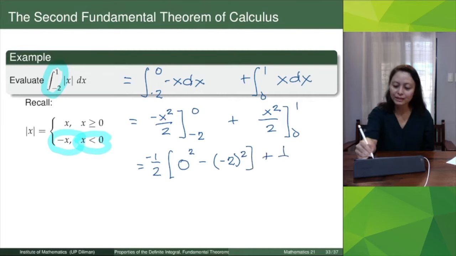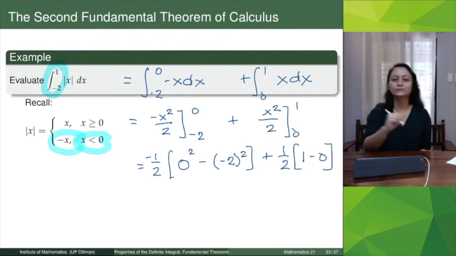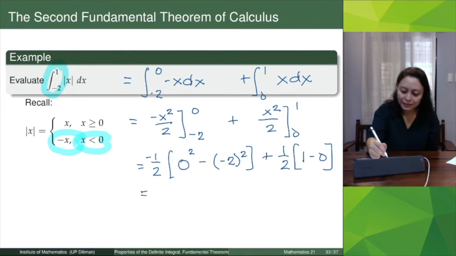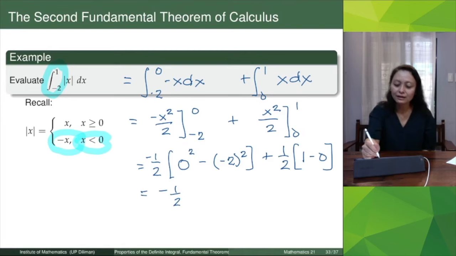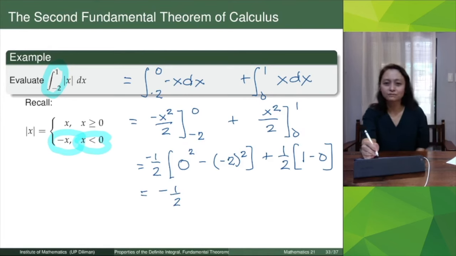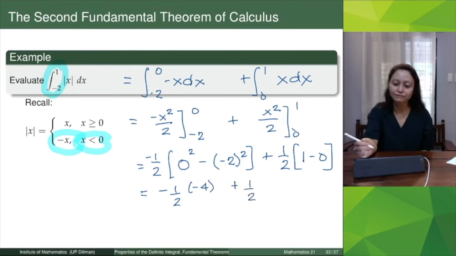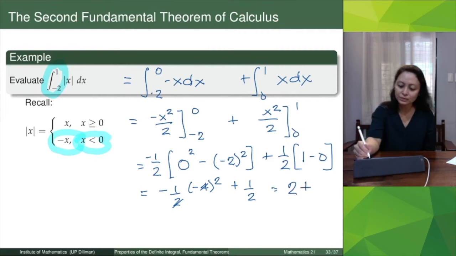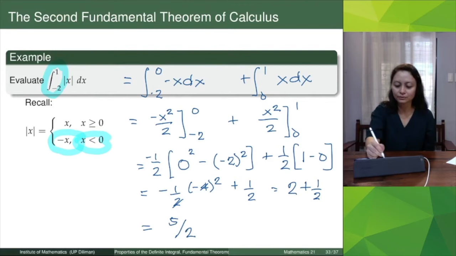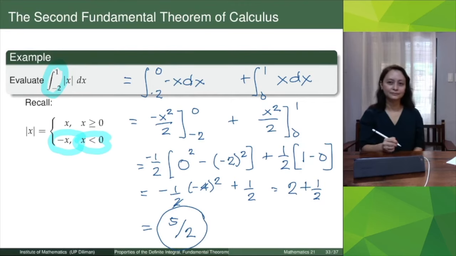Plus 1/2. 1 square is 1, 0 square is 0. So dito na lang, ingat sa sign. Negative 1/2, negative 2 square is positive 4. Tapos may negative pa sa labas, so we multiply this by negative 4 plus 1/2. Negative, negative, magiging positive. So you have 2 plus 1/2, or this is equal to 5 over 2.